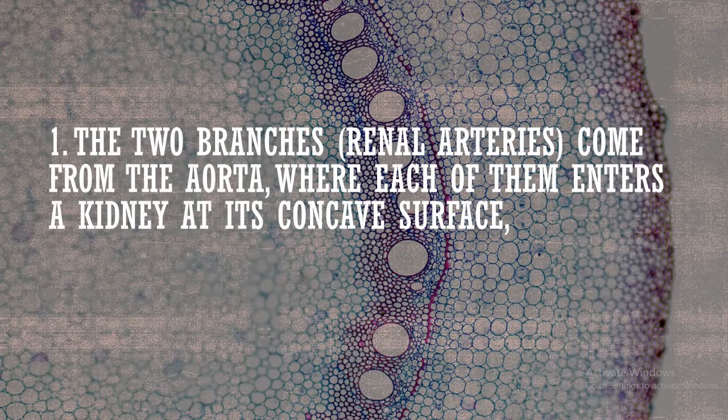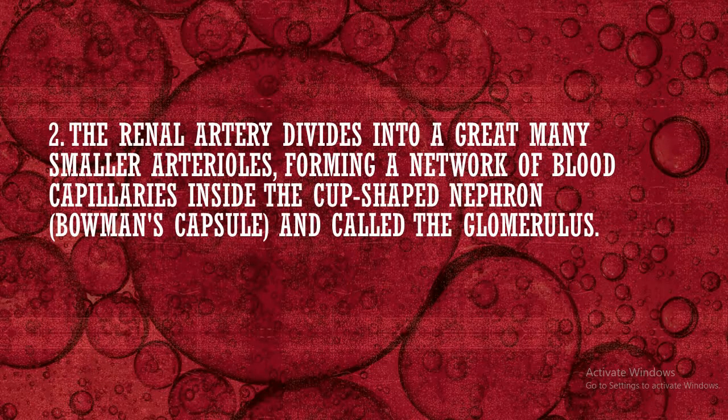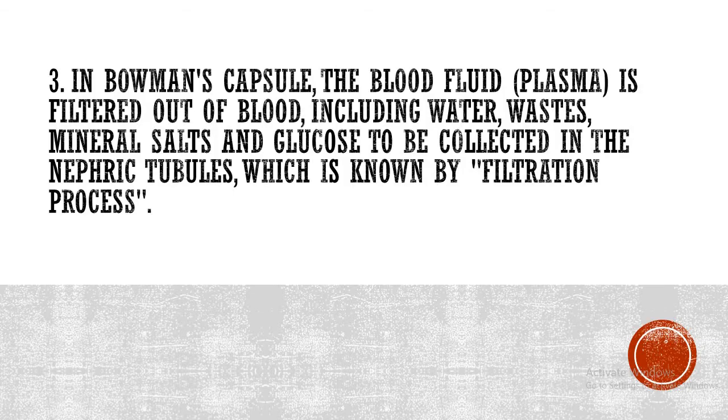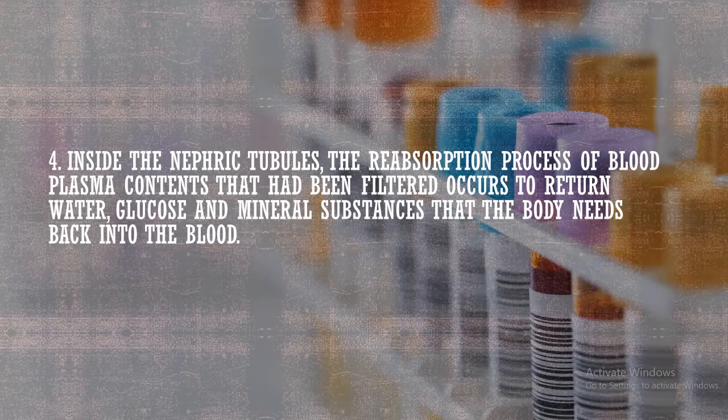Urine extraction: the two branches of the renal arteries come from the aorta and enter the kidney at its concave surface. The renal arteries divide into many arterioles to filter the blood inside Bowman's capsule through the glomerulus. In Bowman's capsule, the blood plasma is filtered of excess water, excess waste, excess glucose, and excess salts, which then pass through the nephric tubule, except blood cells and protein, as they have a large size, so they are not filtered.